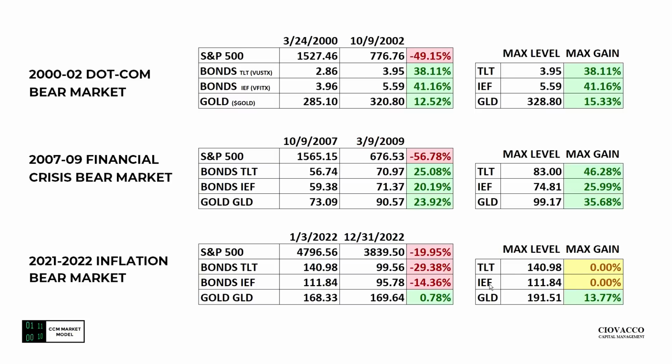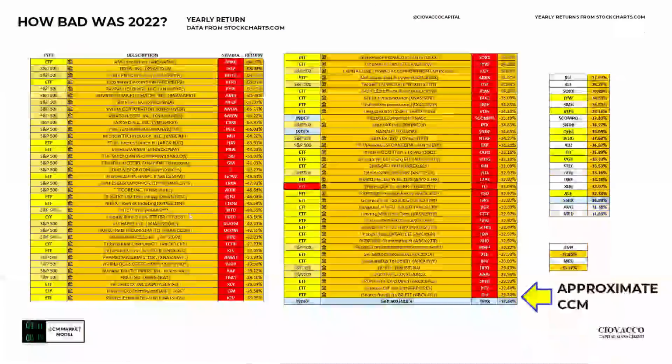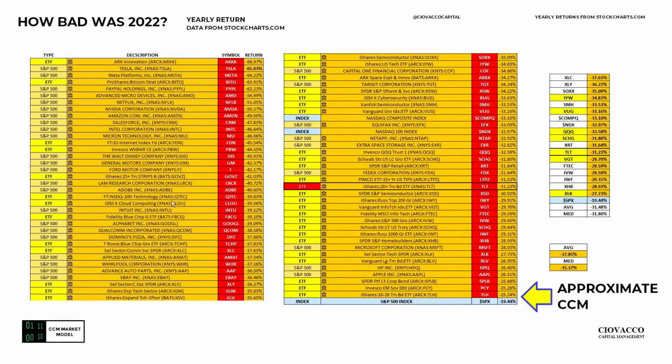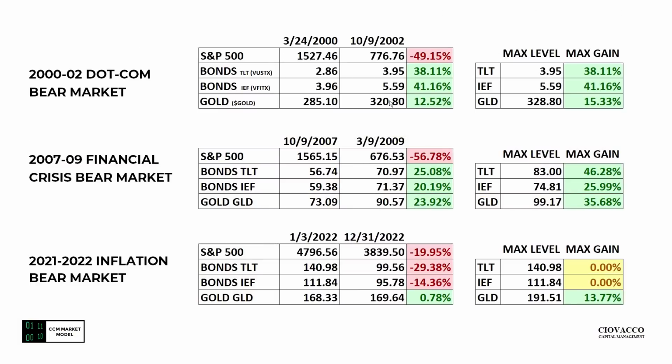TLT and IEF lost money right out of the gate and never recovered. Gold did make some money, but most of it was made very, very early in the year. You can see point to point, gold was, for the most part, flat. And as we covered at the end of last year, a lot of assets got whacked. And a lot of defensive type game plans that were used in the past in bear markets couldn't rely on traditional safe havens because they got whacked as well.